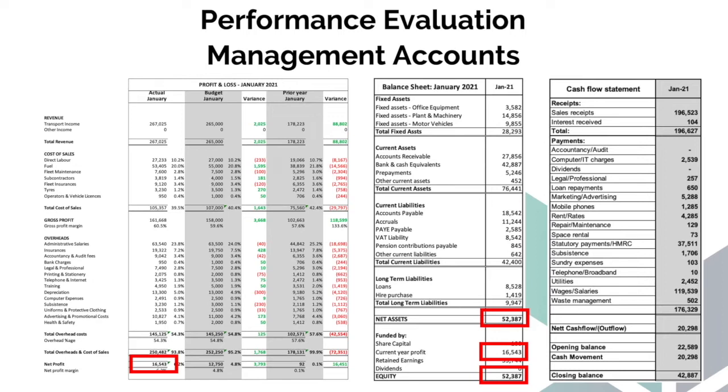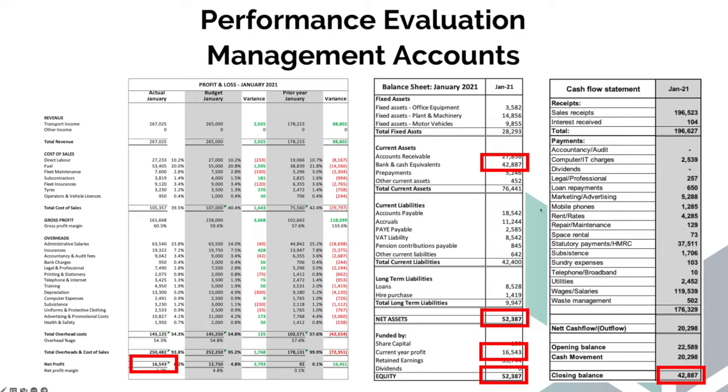So then that's the profit and loss and the balance sheet. So let's look at the cash flow statement. The cash flow statement has a closing balance of 42,887. And again, if you go to your current assets, banking cash equivalents, 42,887. So the same principle applies here. If any of these numbers were wrong, this would not agree to 42,887.